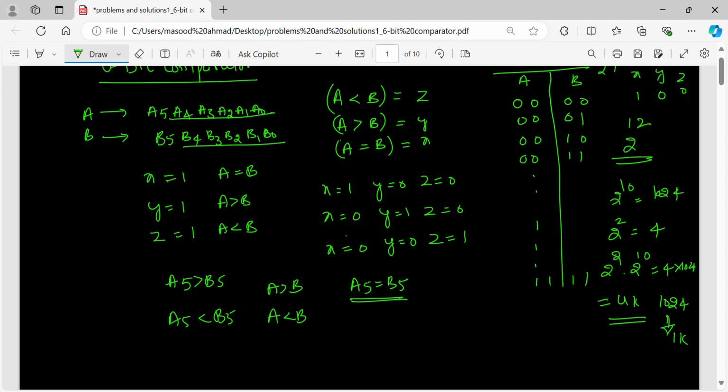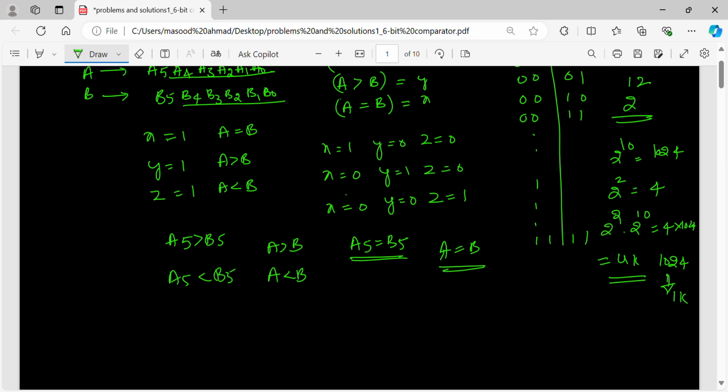First, what is the condition for A equal to B? The condition for A equal to B is very simple: if A0 is equal to B0, and A1 is equal to B1, A2 is equal to B2, A3 is equal to B3, A4 is equal to B4, and A5 is equal to B5. Only in that condition can I say A equal to B.